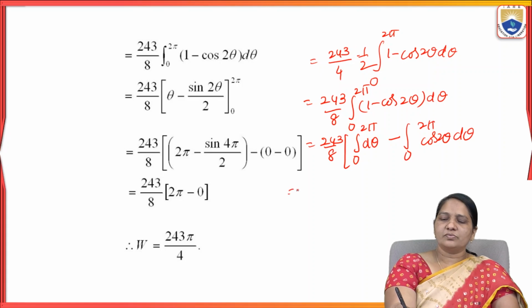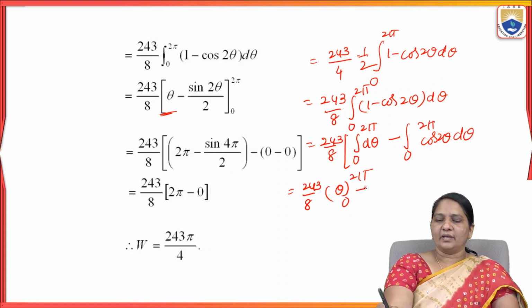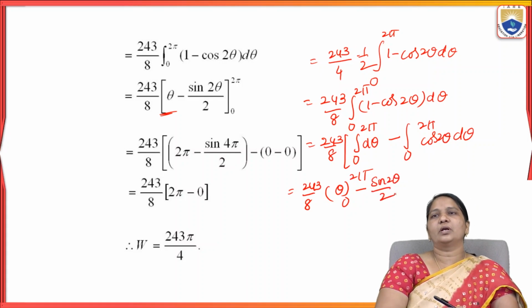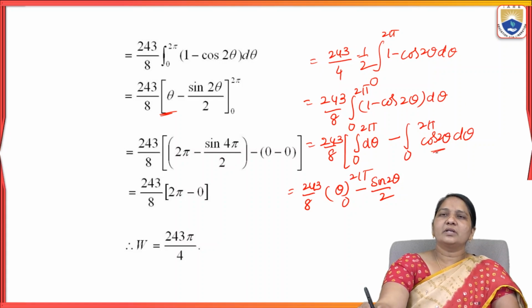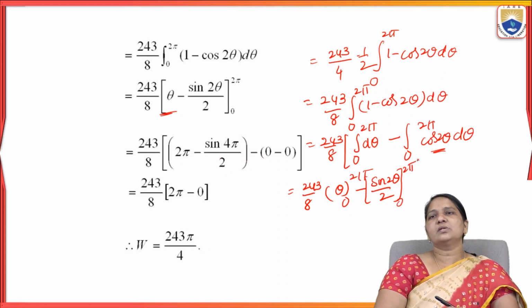So here 243 by 8, integral d theta is theta with limits 0 to 2 pi. Integral theta minus integral cos 2 theta. What is the integral of cos 2 theta? Sin 2 theta by 2. These are the integration formulas you should remember. So the integral of cos 2 theta is sin 2 theta by 2, and the limits are 0 to 2 pi.